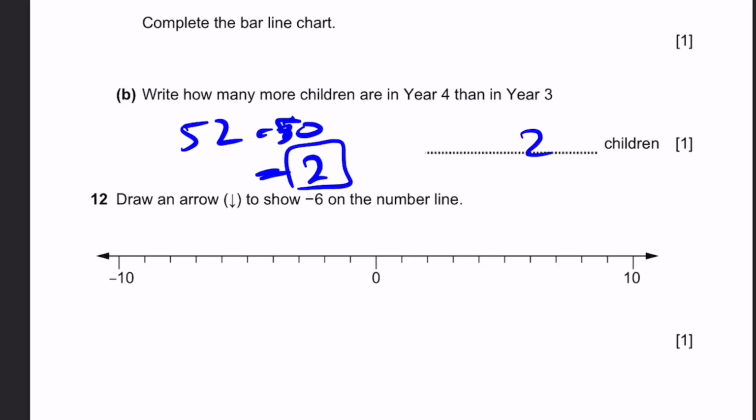Question 12. Draw an arrow to show negative 6 on the number line. So negative 6 is 6 units left of 0. So minus 1, minus 2, minus 3, minus 4, minus 5, minus 6. It's over there. And we can draw an arrow like this.